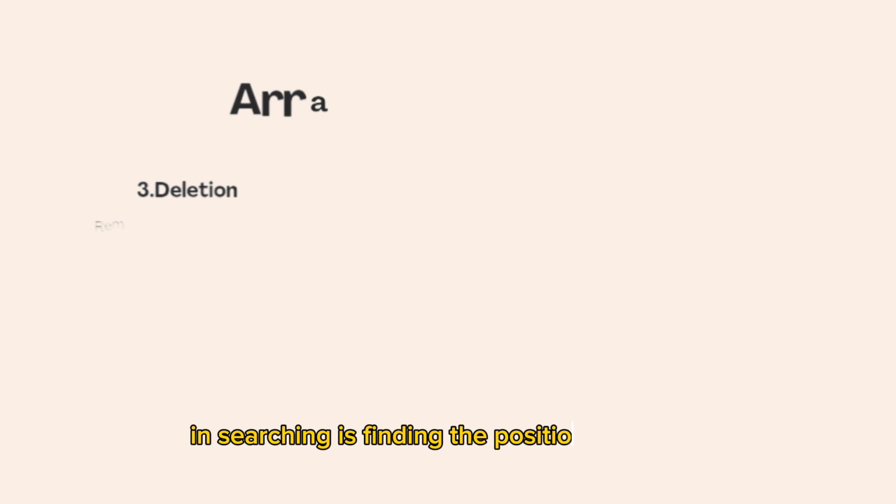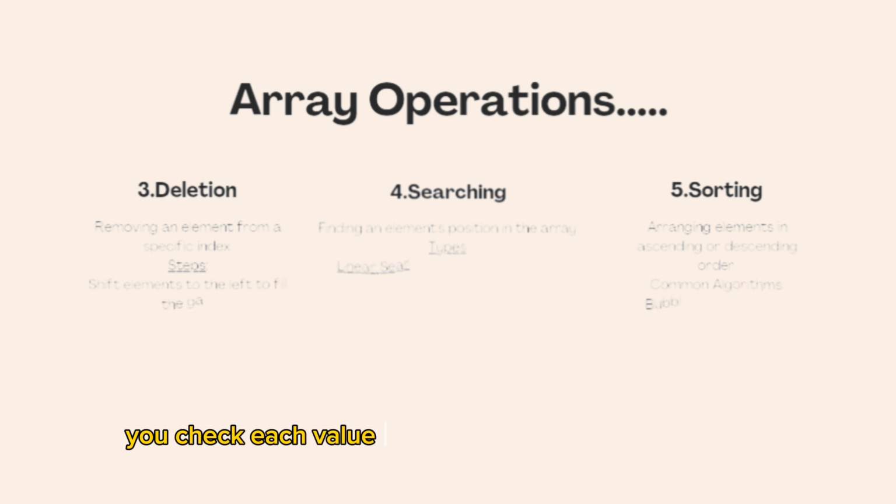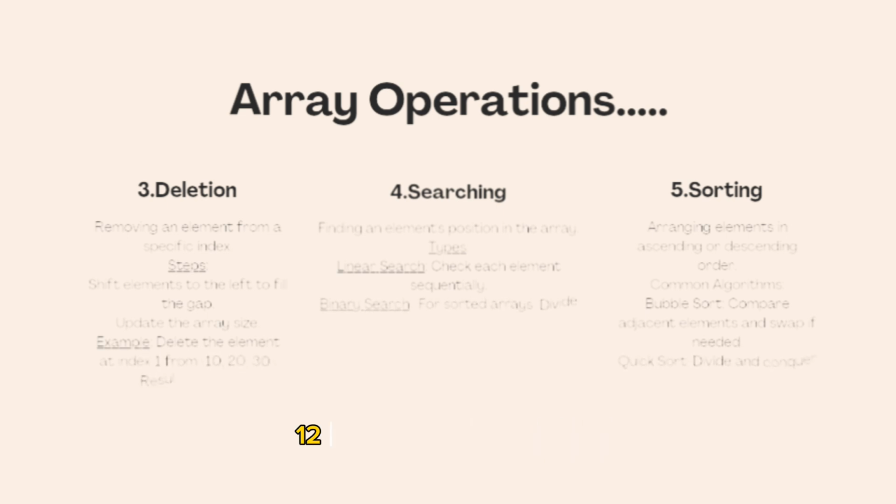Searching is finding the position of a value in an array. There are 2 common methods. Linear search. You check each value one by one until you find the value. For example, to find 30 in an array with values 10, 20, and 30, you start with 10 and finally find 30.